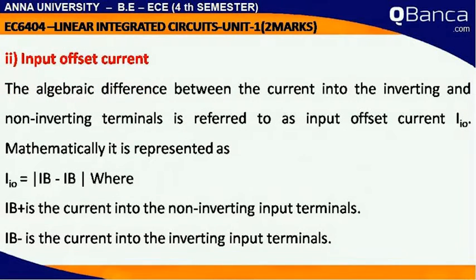Input offset current. The algebraic difference between the current into the inverting and non-inverting terminal is referred to as input offset current. That is, mathematically it is represented as IO is equal to IB plus minus IB minus, where IB plus is the current into the non-inverting input terminal, IB minus is the current into the inverting input terminal.